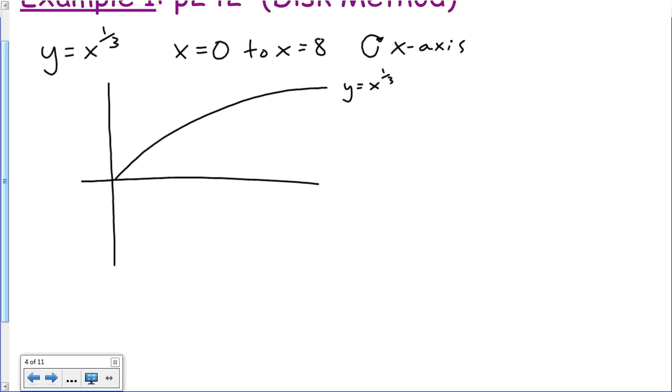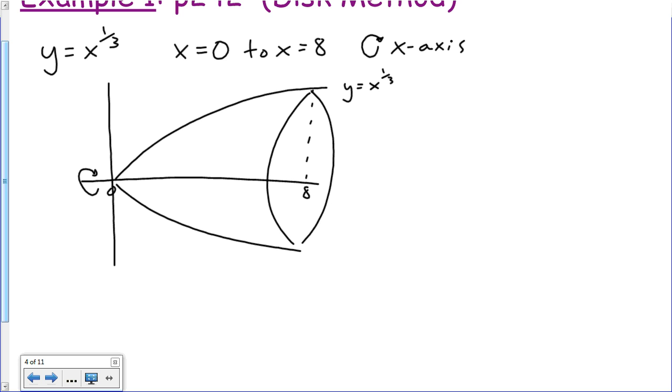And we're going to rotate this around the x-axis, they said, so around our x-axis. And when you do that, you're going to end up with some sort of a shape here. So I'm going to go from 0 to 8. I'll mark those as well. There's 0. We'll say that this is 8 right here. So when I rotate it around that axis, I'm going to end up with some sort of a shape that looks kind of like this. And again, it doesn't matter whether you can sketch what the solid looks like. The important part is that you can sketch in there this one slice.